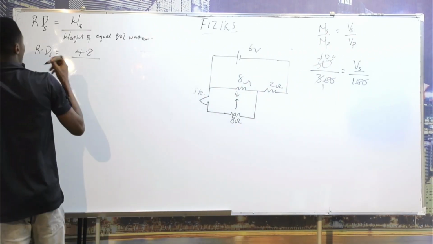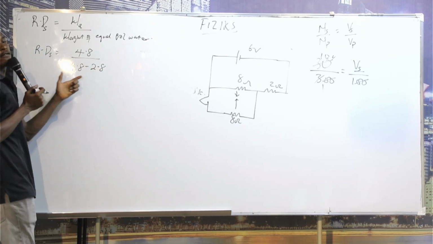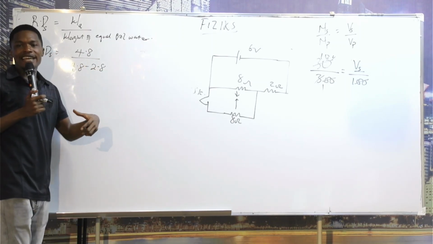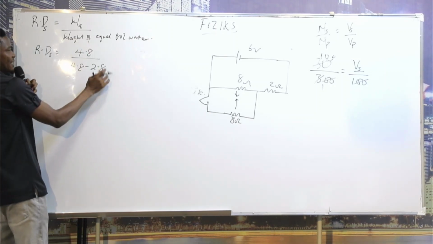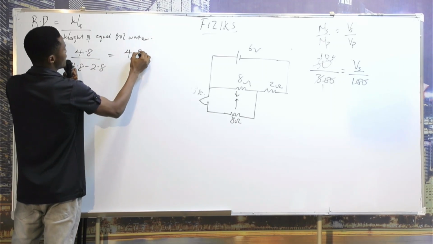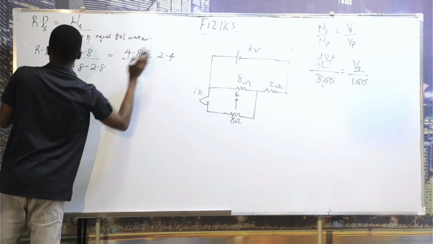So I will say 4.8 minus 2.8. So weight of equal volume of water, that is the upthrust in water. So this minus 2.8 will give me 4.8 over 2, which will give me 2.4.